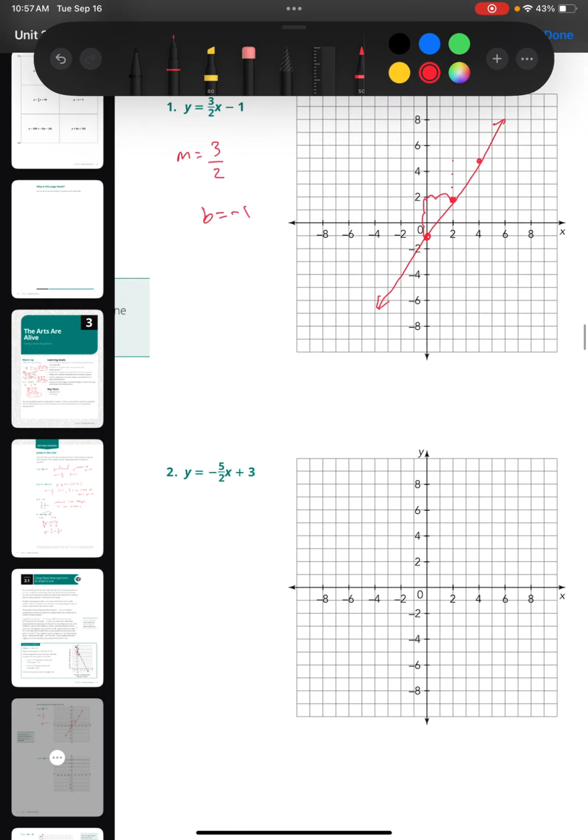Okay, same thing on 2. This one has a slope of -5/2 and a y-intercept of 3. So now we're starting at 3 on the y-axis. Slope's negative, so we're going to go down with the numerator. So down 5, 1, 2, 3, 4, 5, right 2. Again, we can always double check the direction of the line when we're done. It was a negative slope, so it should be going down from left to right. If it's not, we probably just counted the wrong direction with how we are moving our points.